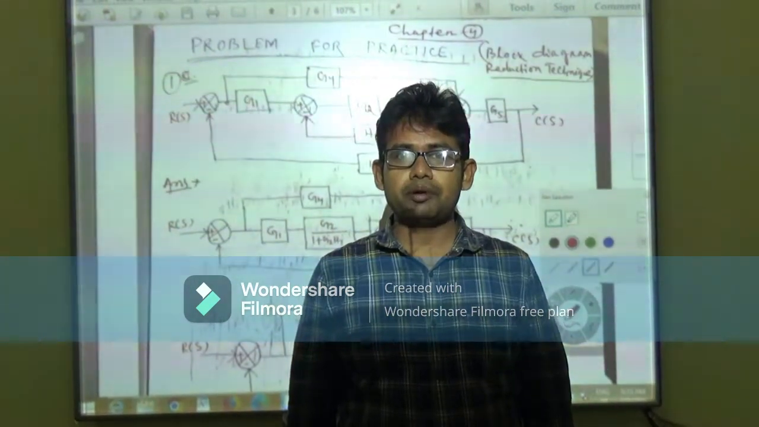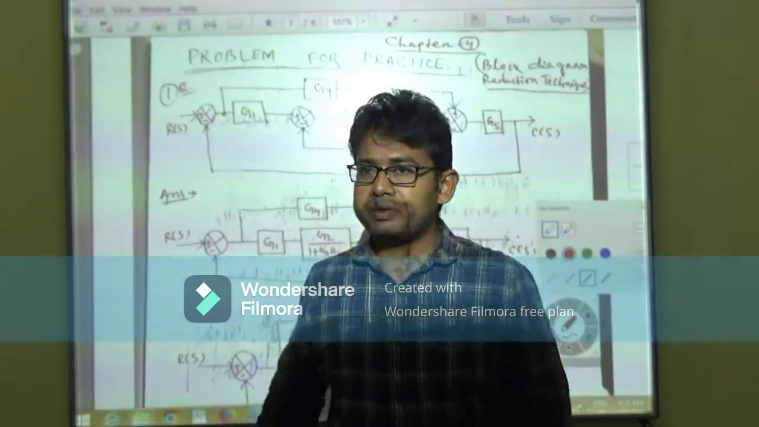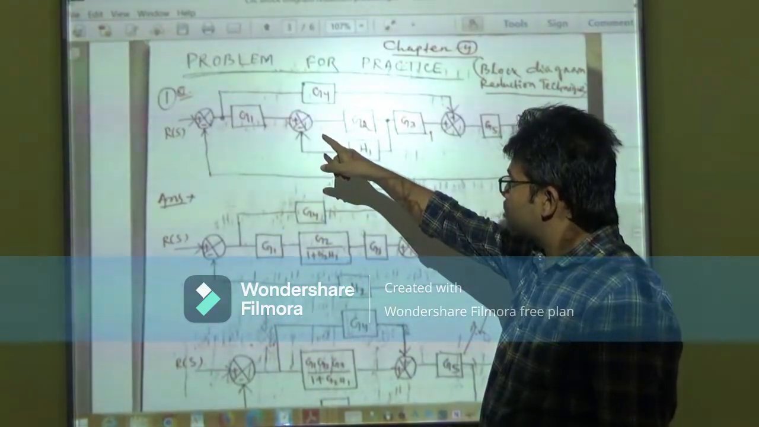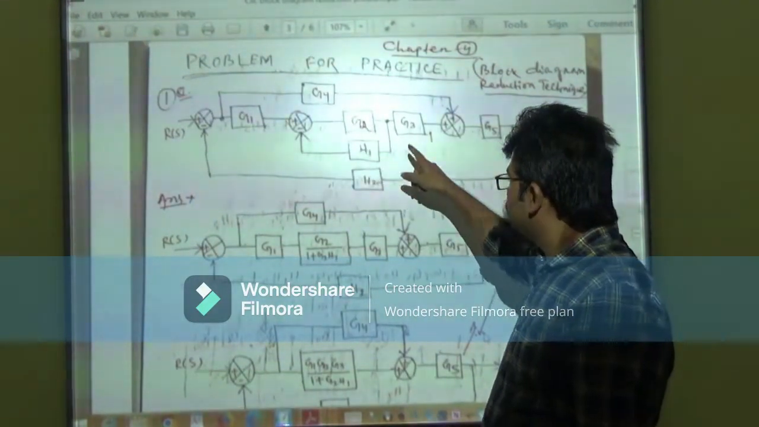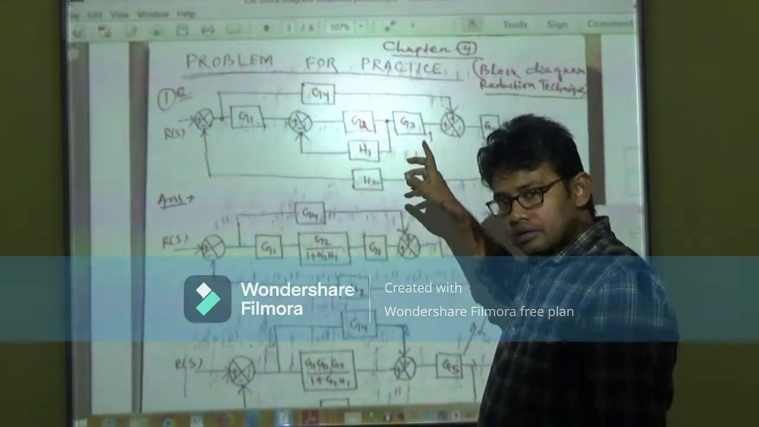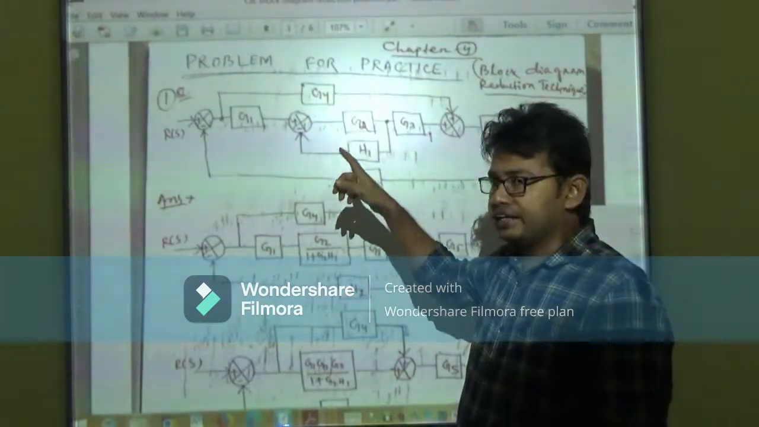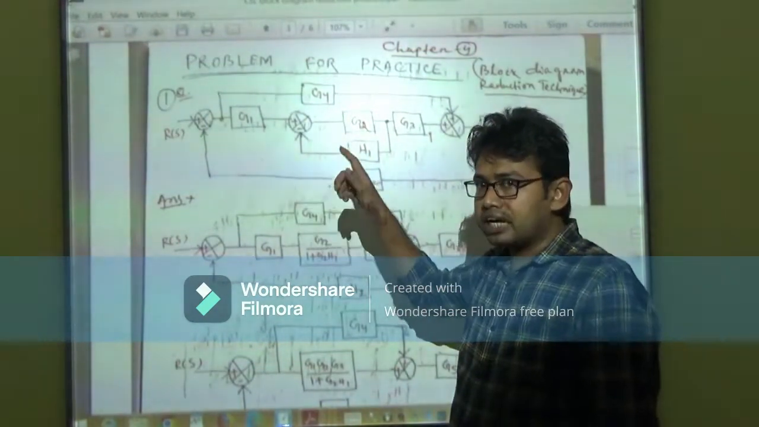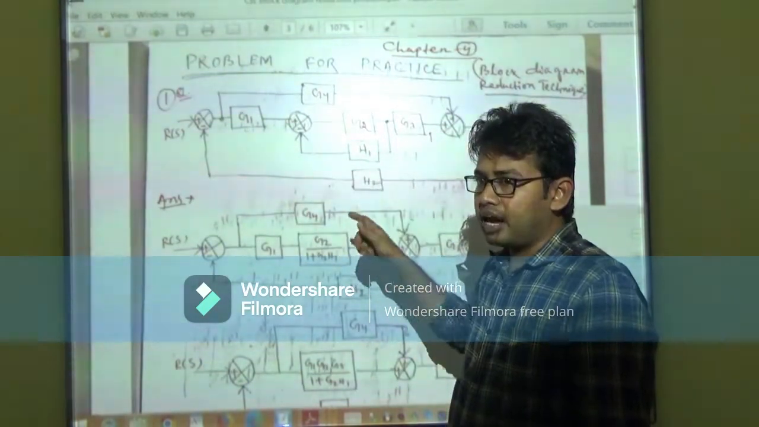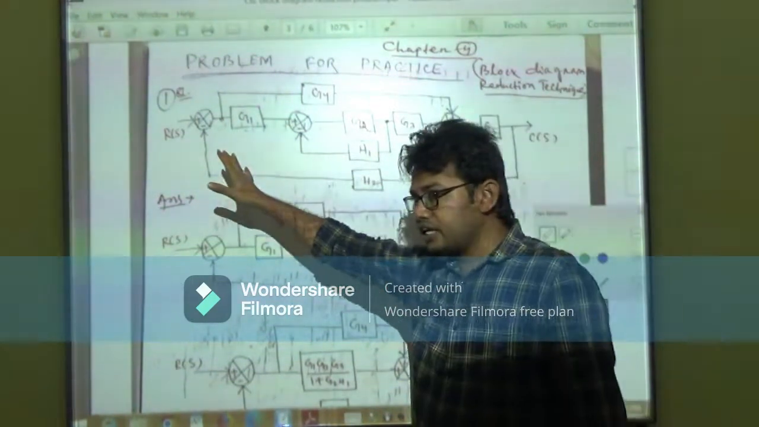Today we will discuss the block diagram problem which is present here. Here the gains of the system are G1, G4, G2, G3, G5, and H1, H2 are the feedback. So here we can find the transfer function. The transfer function is equal to C of S divided by R of S, where C of S is the output and R of S is the input.